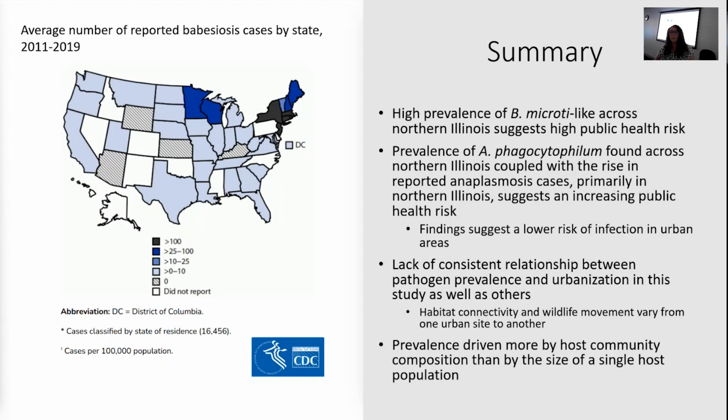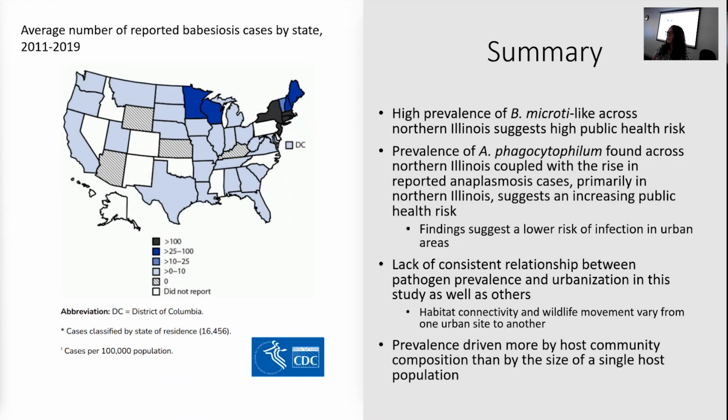Also, the prevalence of Anaplasma phagocytophilum found across northern Illinois, coupled with the rising cases that are coming specifically out of northern Illinois, suggests an increasing public health risk. But my findings also did suggest that there's lower risk of infection in urban areas. This lack of a consistent relationship between pathogen prevalence and urbanization in the study shows that prevalence could be driven more by host community composition than by the size of a single host species.